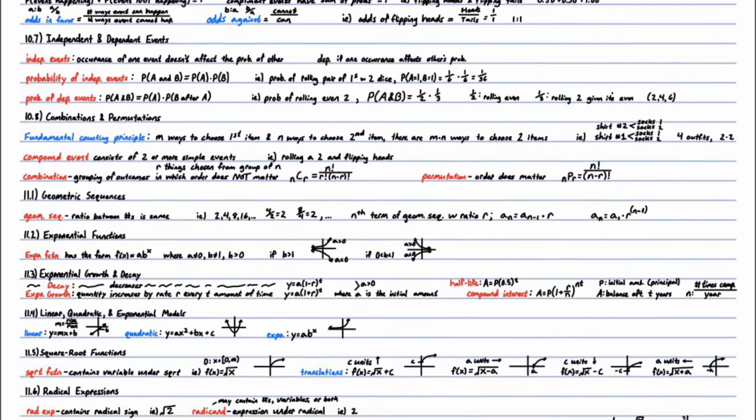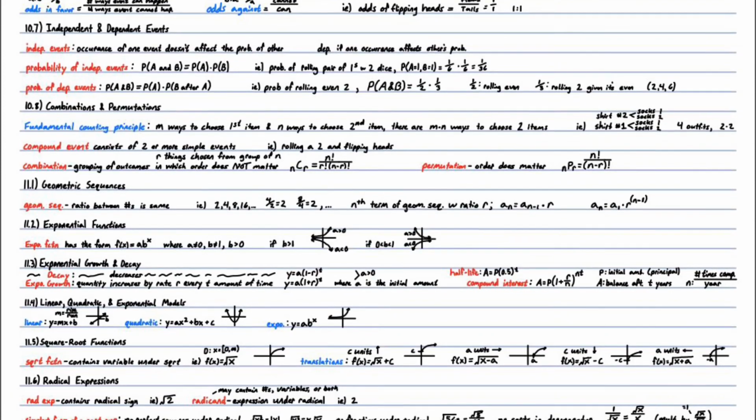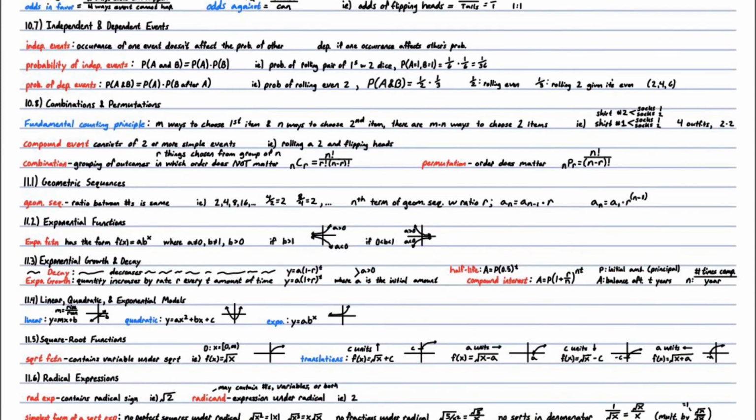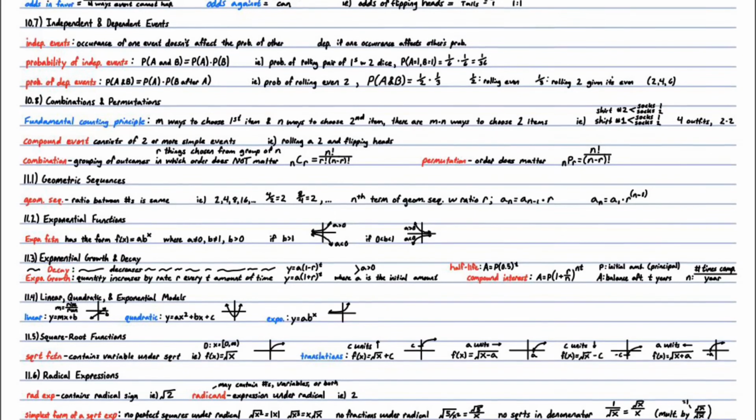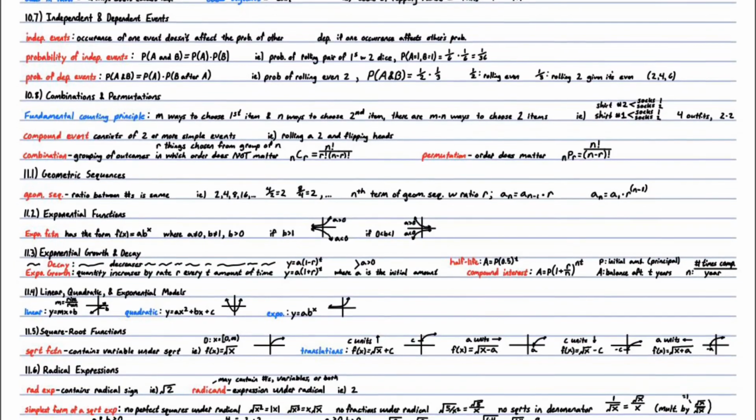Combinations and permutations. Fundamental counting principle: if there are m ways to choose the first item and n ways to choose the second item, there are m times n ways to choose a combination of 2 items. A compound event consists of 2 or more simple events. A combination is a grouping of outcomes in which order does not matter. The combination of r things chosen from a group of n equals n factorial divided by r factorial times the difference n minus r factorial.